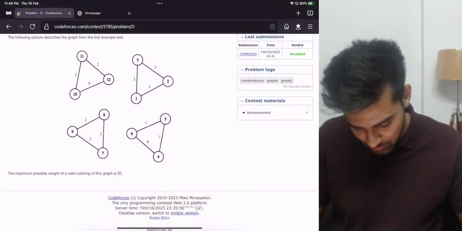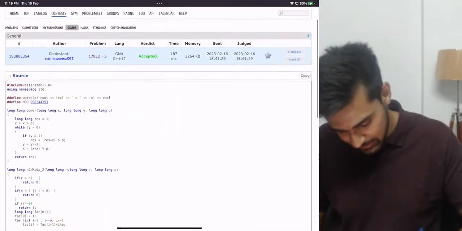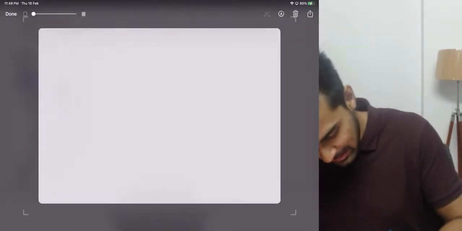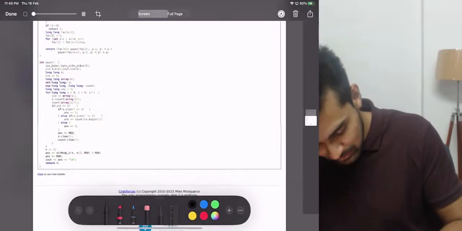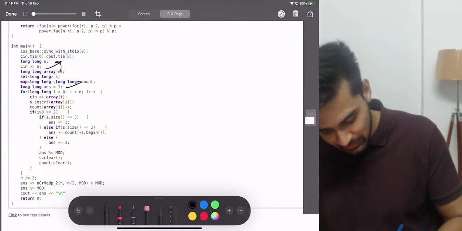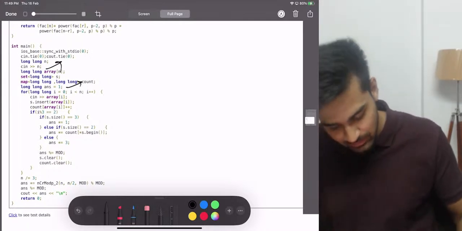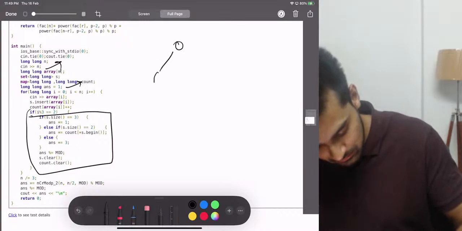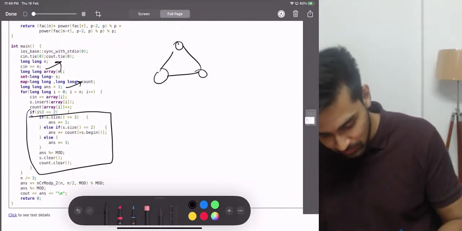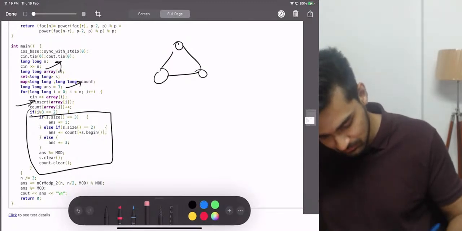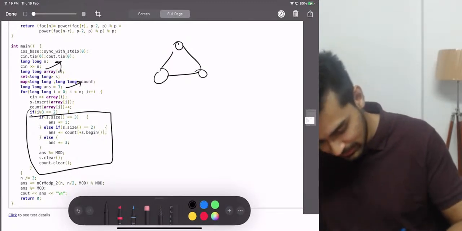If I come to code, this is the entire code. What I'm actually doing is scanning the entire array, marking all the edges and everything. Then for every triplet, whenever I encounter a triplet, I'm inserting it in my set.